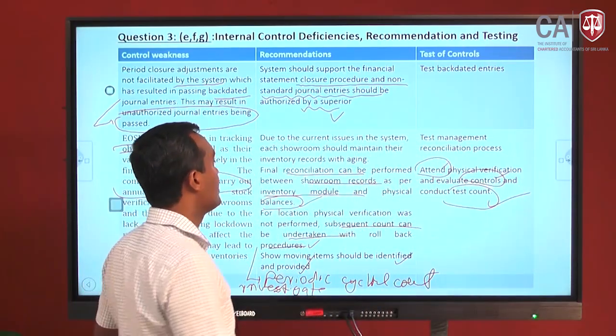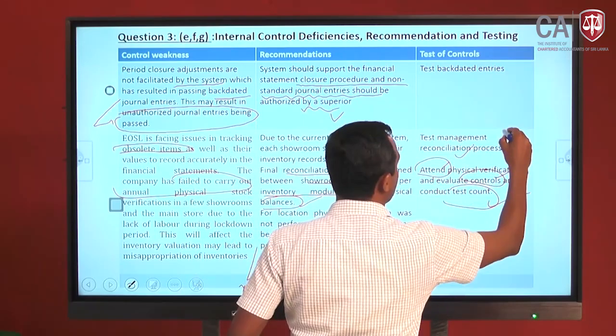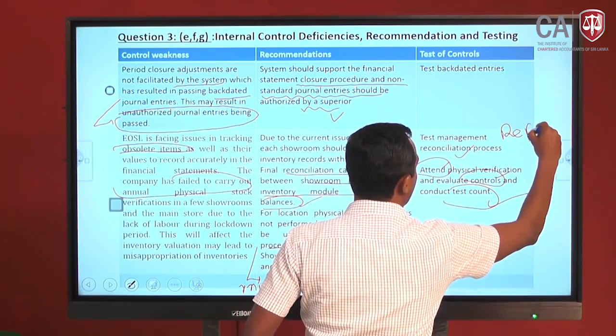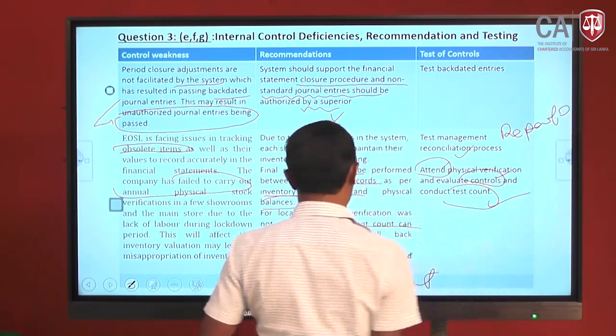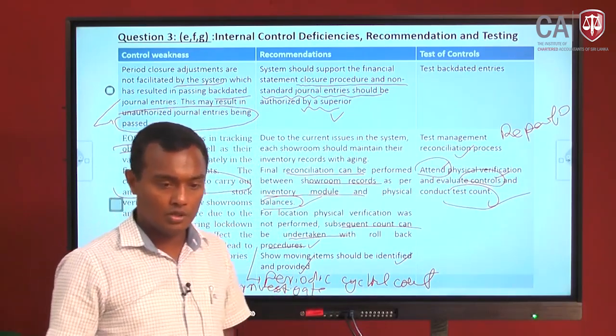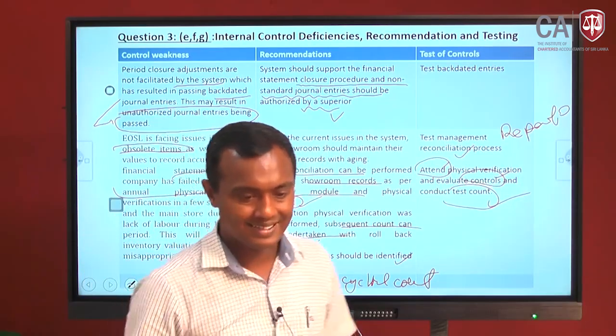And then if management is doing a reconciliation, you can test the reconciliation, and that can again be the re-performance that I explained to you. And if they have done a system change, again you can evaluate. So, those are the answers.